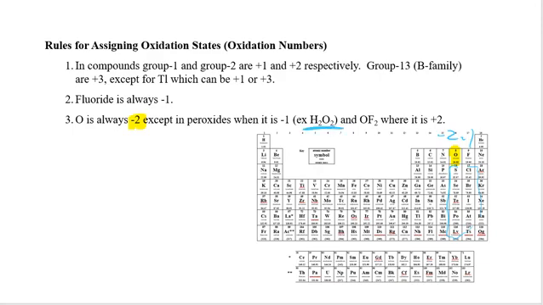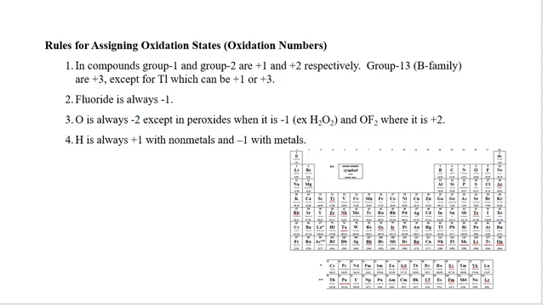Sometimes you'll see oxygen in a peroxide or something like that, in which case it's a -1, but it has that little pattern of H2O2, Na2O2. And for the very rare case, it could be a +2, like OF2. But for the most part, 9 times out of 10, -2 for O. It's a very handy thing to know.